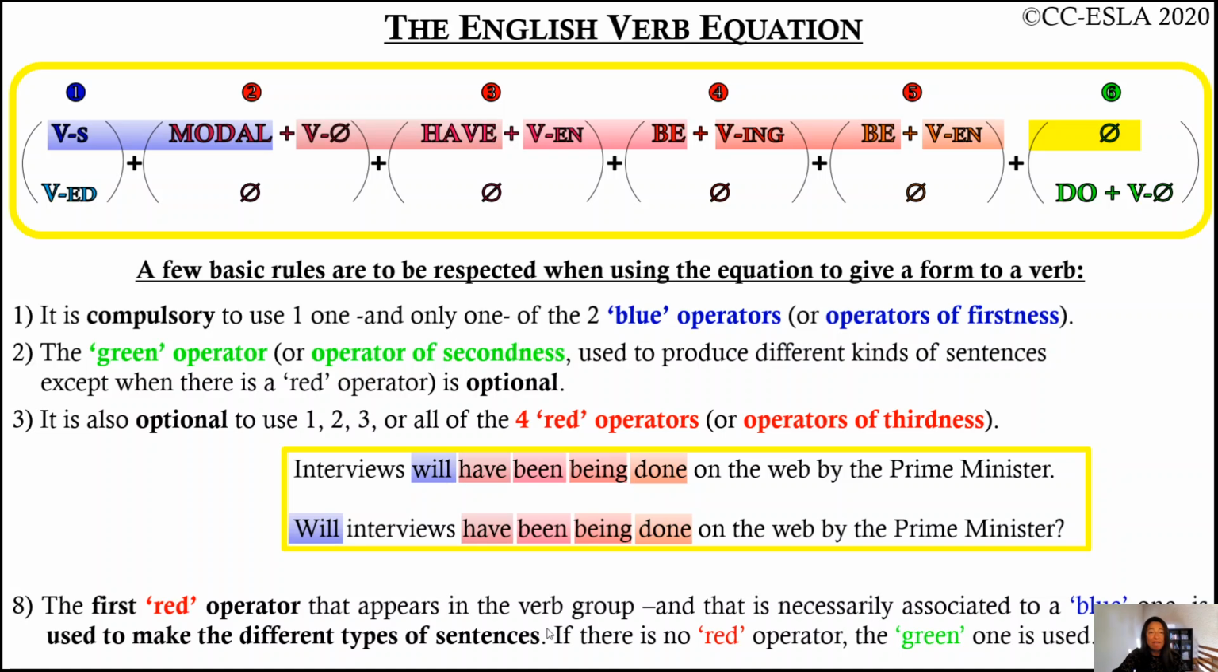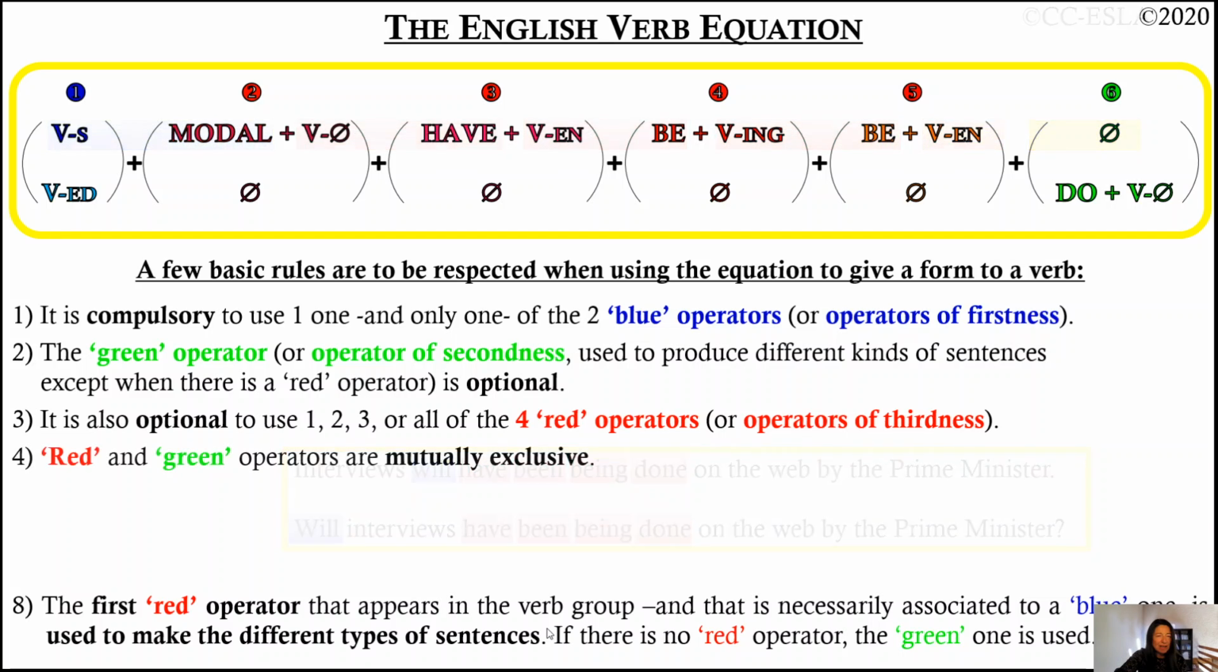Okay, so this is actually the most complex verb form you can find in English. And with the verb equation, you can isolate the operators that are combined to create that form. And you can see there's a very limited number of operators, and the rules to combine them are very basic, so you will remember them in no time with a little practice. And that ensures that you will be able to create only correct verb forms.